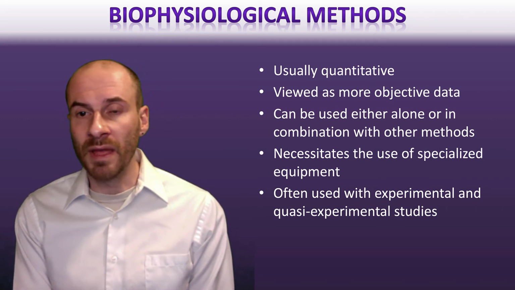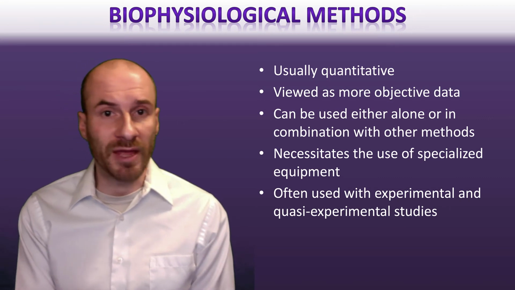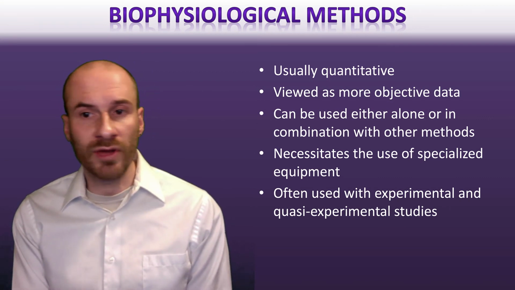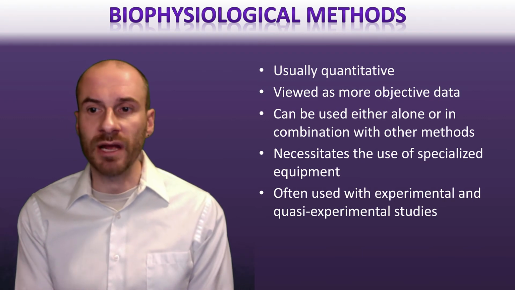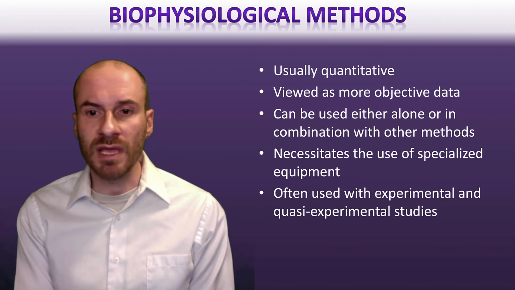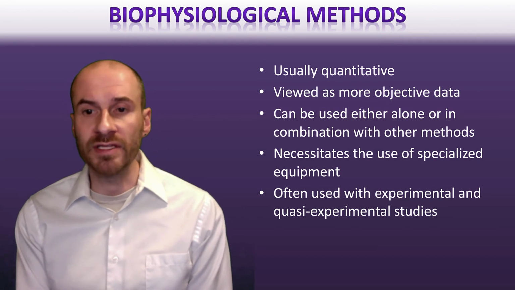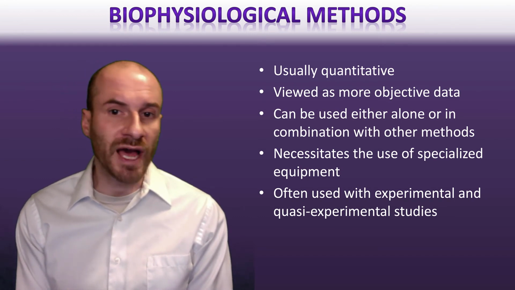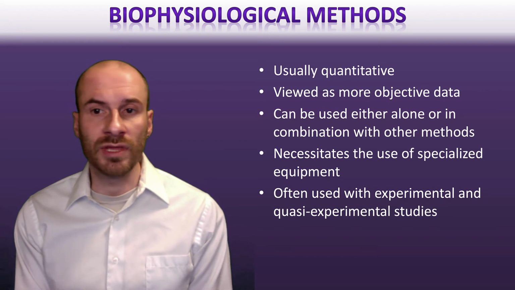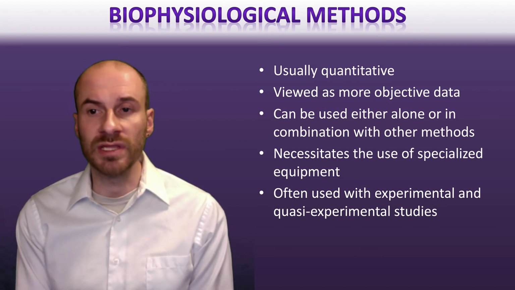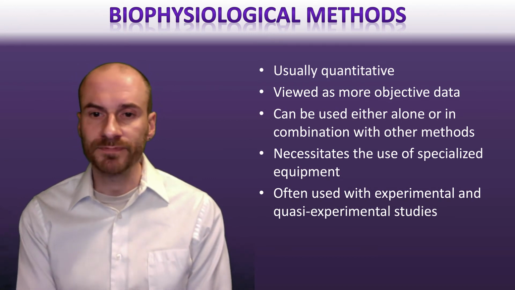Like if someone's really nervous, their blood pressure might go up, right? So there are relationships there, but it is generally speaking seen as being more objective, and there's real power to combining different types of methods here to get both the social side and the quantitative side as well, and using these biophysiological methods.